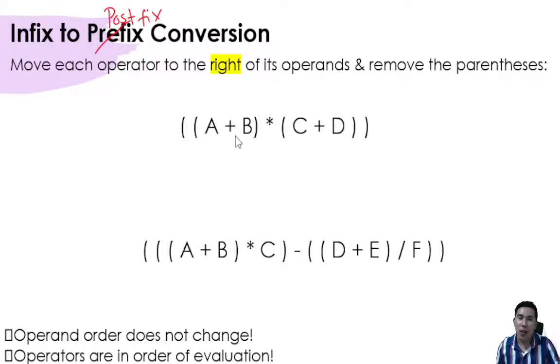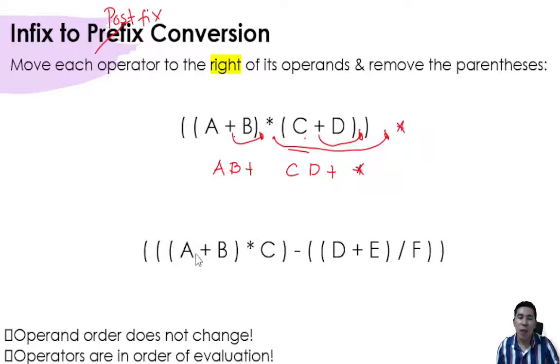So you move the plus operator, which is A, B plus, and then the operator of C and D, which is in between C and D, which is plus. So we have C, D plus, and then you have the multiplication operator placed right here. So our postfix expression with this infix expression would be AB plus CD plus times.